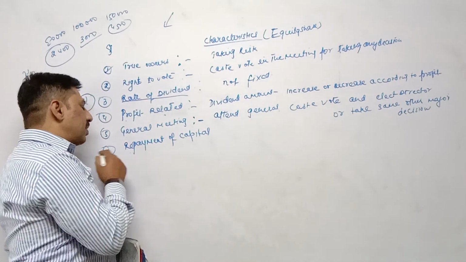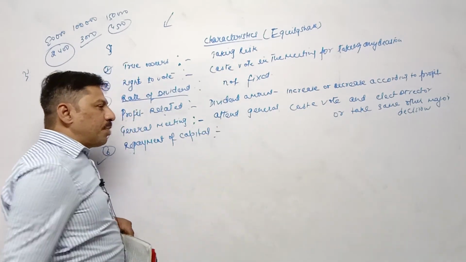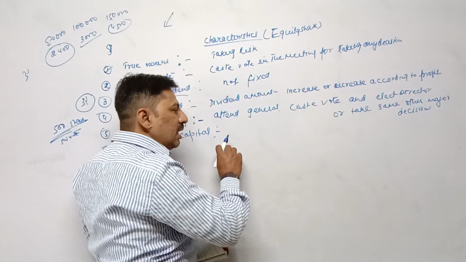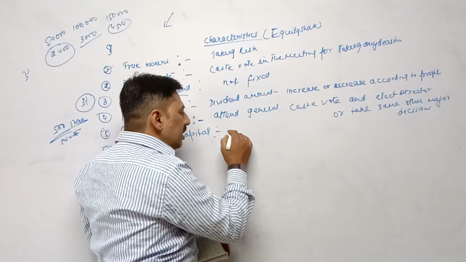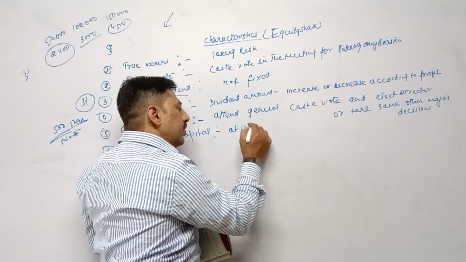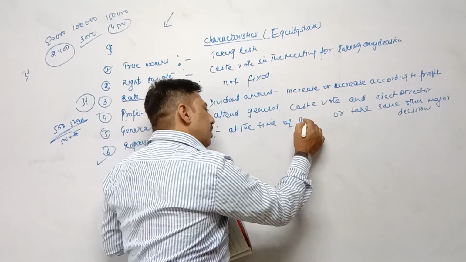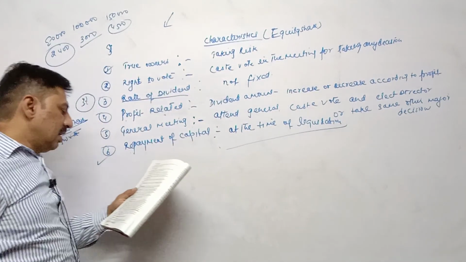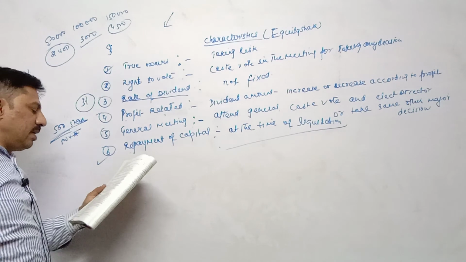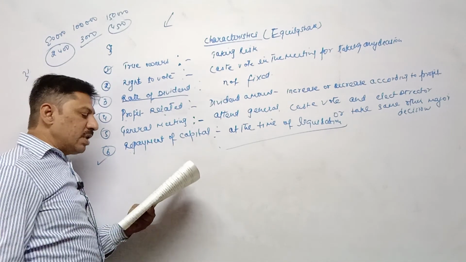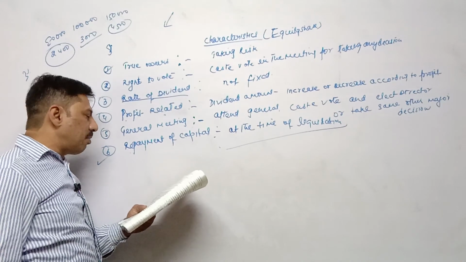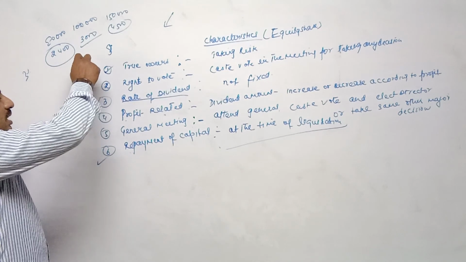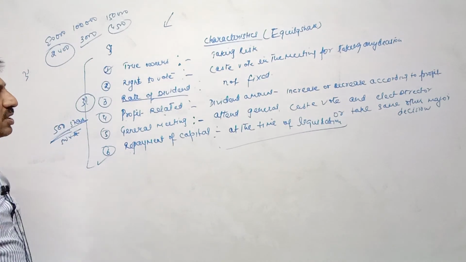The last one is repayment of capital. I have already told you that the person who purchased shares, equity shareholders, will not get their money back during the lifetime of the company. They will get their money back only at the time of liquidation, that is, when the company is closed down. Generally the share capital is not repaid during the existence of the company. They will get their money back only and only at the time of liquidation. So these are the main 6 important characteristics of equity share.